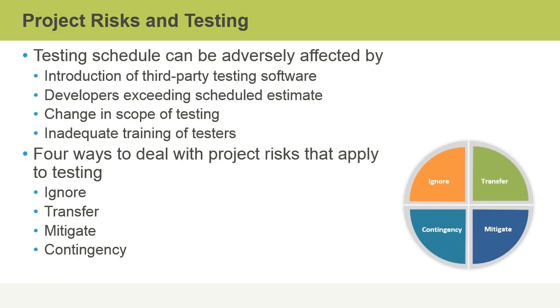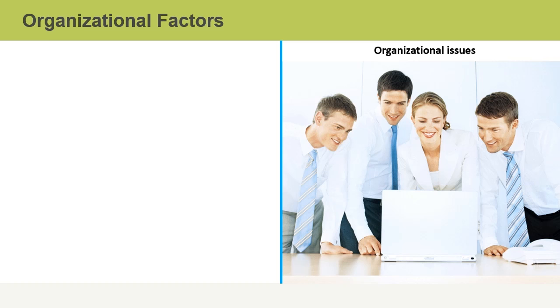You can mitigate risk, and this is done by being proactive and taking steps to minimize the negative impact of a risk. And you can also create a contingency plan to deal with risk. A contingency plan identifies risks before the project begins, and a response plan is created that can be acted on if a risk event occurs.